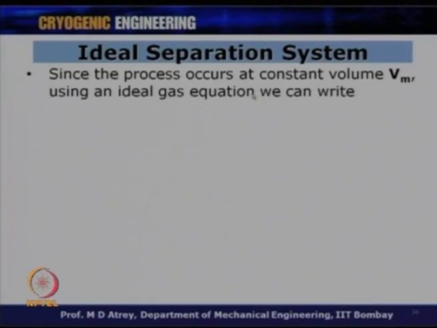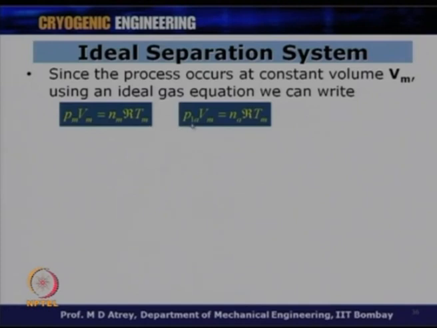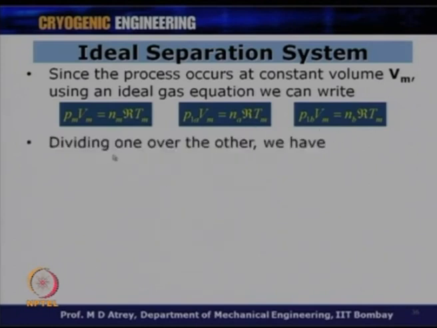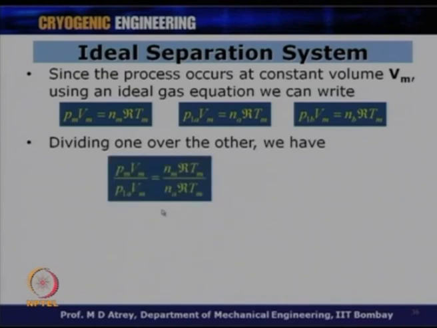Since the process occurs at constant volume Vm, using the ideal gas equation, which is PV is equal to nRT, I can write this expression which we have done earlier. Pm into Vm is equal to Nm RTm. So, I can write the same expression for gas A and gas B. So, this is the equation for the mixture, the equation for gas A and the equation for gas B. Dividing one over the other, what we get is Pm Vm upon P1A Vm is equal to Nm RTm upon Na RTm. RTm and RTm get cancelled, Vm and Vm get cancelled.